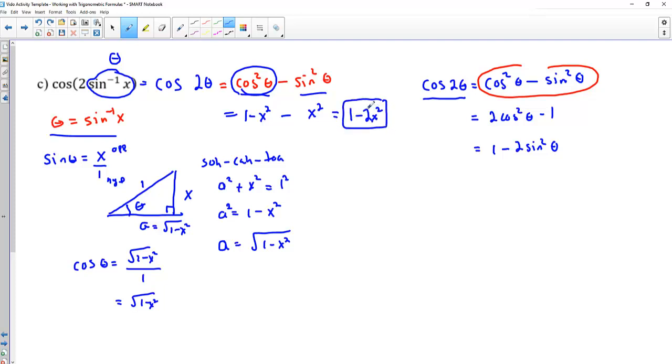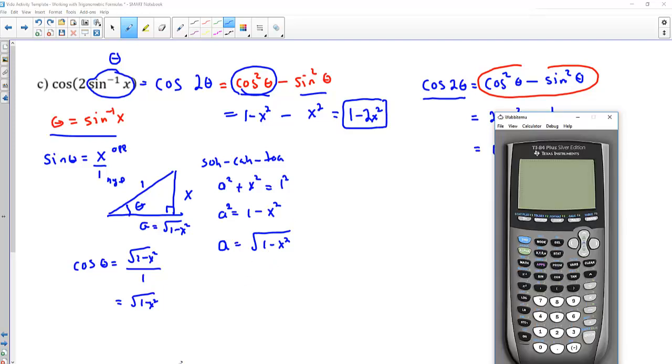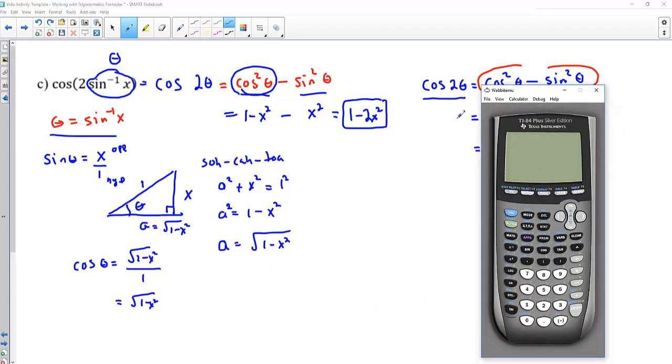Remember, you can check your work on this one too by plugging a number in for x. You have to be a little bit careful about what you're going to plug in though. Sine inverse can only take in numbers between -1 and 1. So here you might want to plug in cosine of 2 and then sine inverse. If you try to plug in a number bigger than 1, it won't work. So let's plug in 0.5 because that'll work.